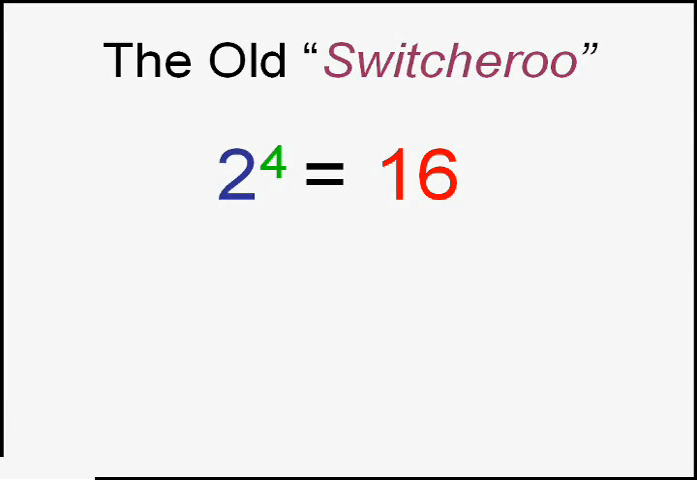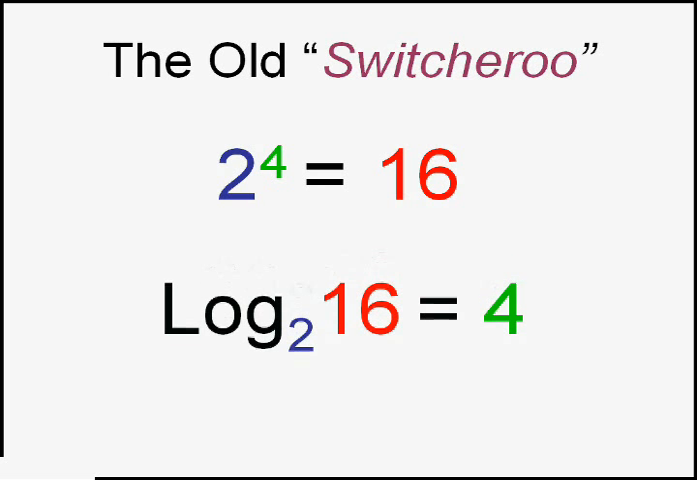Let's practice this old switcheroo. Let's rewrite 2 to the 4th equals 16 in logarithm form. Right now it's in exponential form. We would write the logarithm using base 2 to get the number 16 is 4.